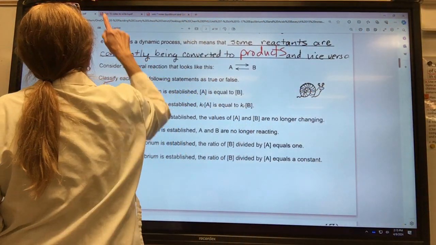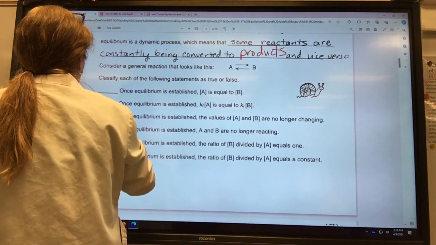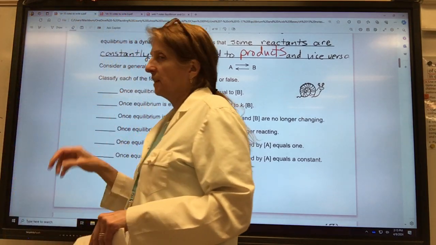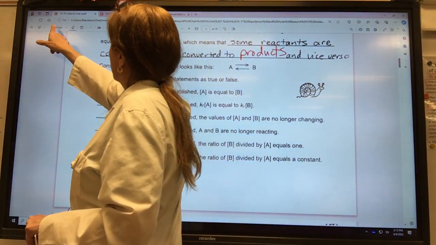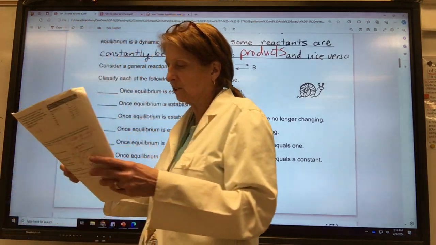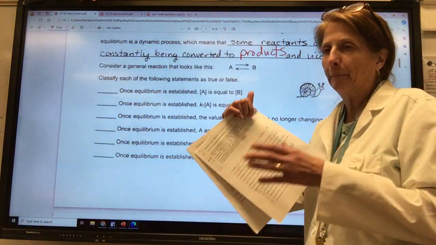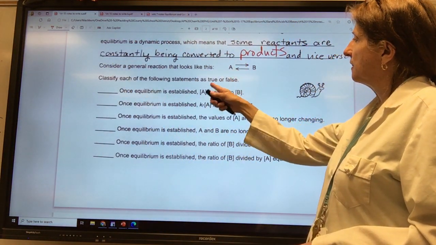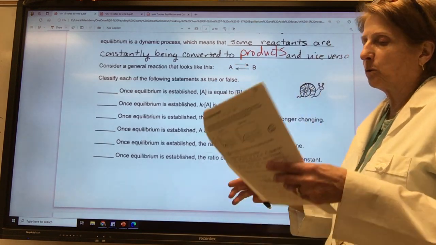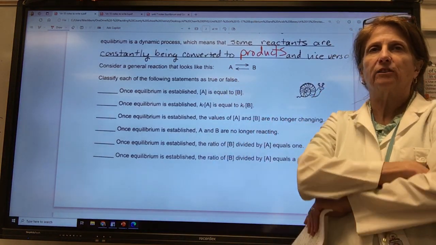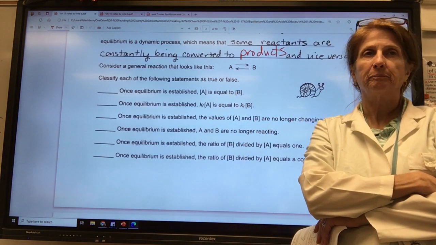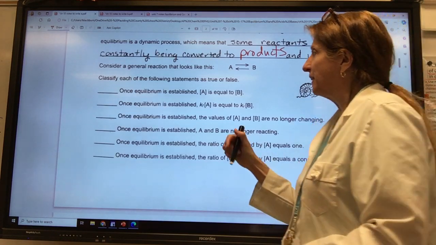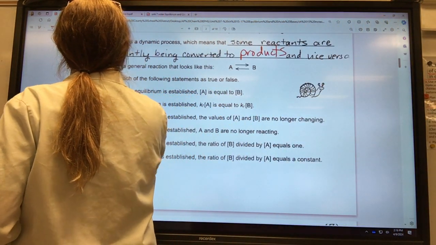Let's see if y'all can answer these true or false questions. Once equilibrium is established, the concentration of A is equal to the concentration of B. Do you think that's true or false? True. False. Very good. And we don't know if they're equal.